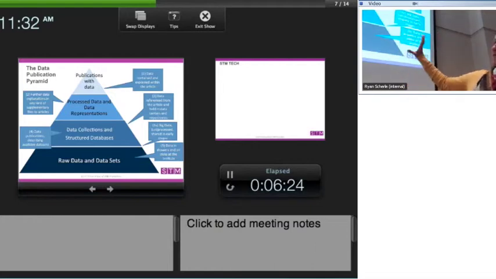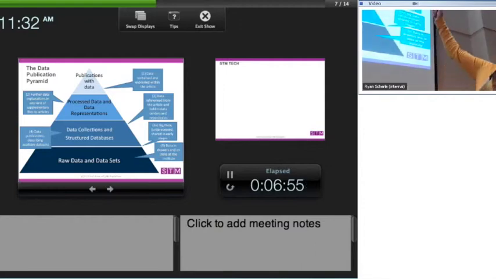Because if you go, let's start at the top. You know, publications with data, of course, are nothing new. Publications were always based on data, but in the past, in a very aggregated form. You know, it would just be one picture, one table with the most important data, the data where the statements and the assertions are based on. So publications always had data.